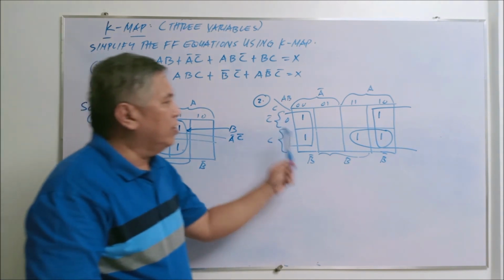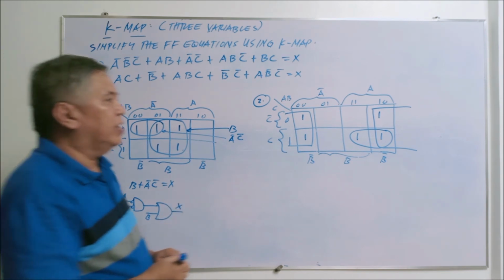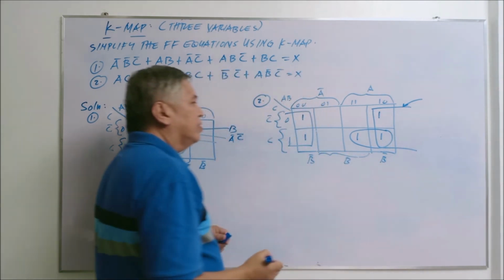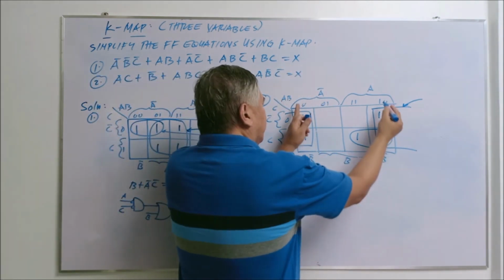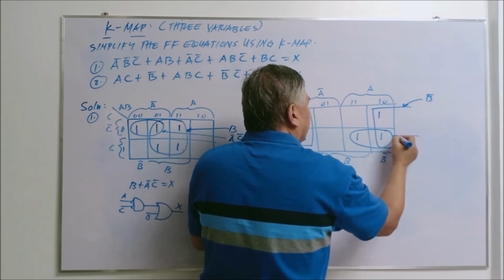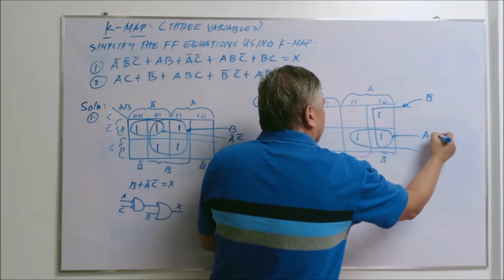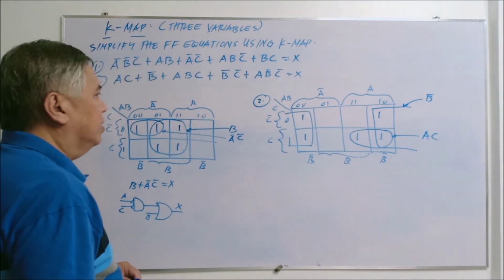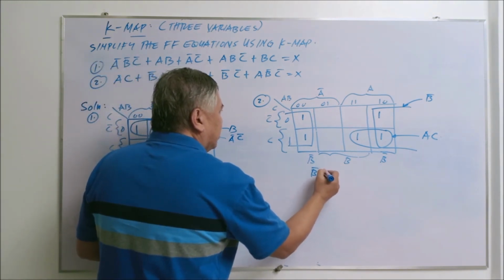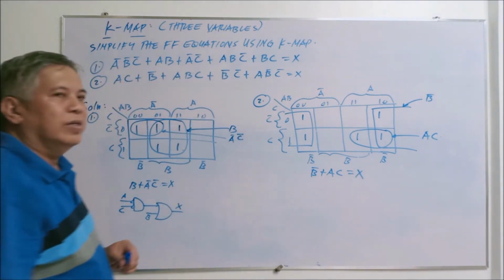So since all of the ones are already grouped, you stop there and then you obtain the equation. So this one here belongs to B bar. And this one here belongs to A, C. Okay? So, the equation now becomes B bar plus AC is equal to X.